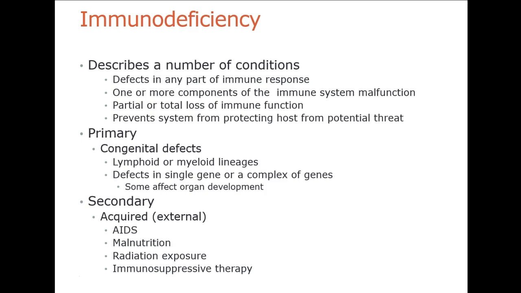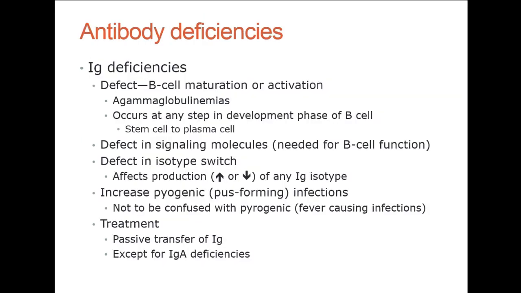A secondary issue is different in the fact that you would acquire it from somewhere else. We've all heard of AIDS. That is an acquired immunodeficiency syndrome, that you get from somebody else. You're not born with it. We can have malnutrition from not getting the proper nutrients. Sometimes radiation exposure can cause issues with our immune system, and even taking immunosuppressive therapy. So we're going to take a look at some of the different conditions, and whether it be congenital or acquired, that may cause some of these problems.